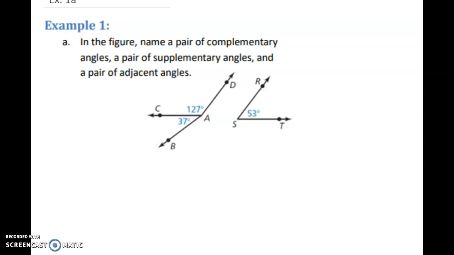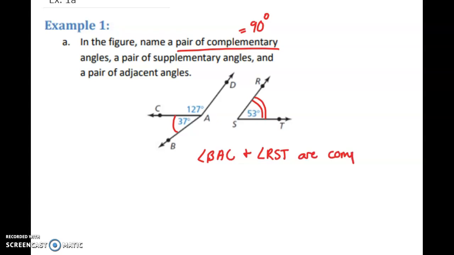It says, in the figure, name a pair of complementary angles. Okay, so complementary, they need to equal 90. So this angle, 37 degrees, plus 53 degrees equals 90. So the 37 degrees is angle BAC or CAB. And then the angle that's 53 degrees, I'm going to call that RST or TSR. Those are complementary. I'm going to abbreviate here because they equal 90.